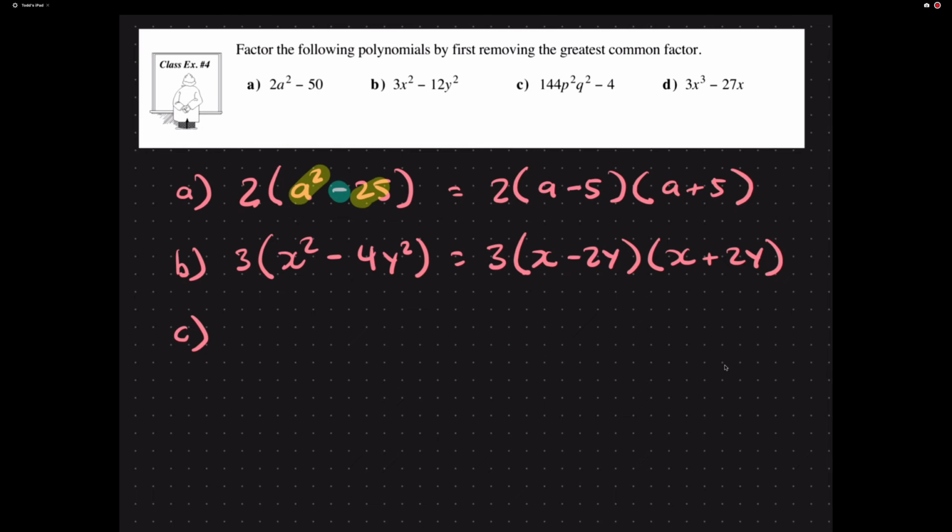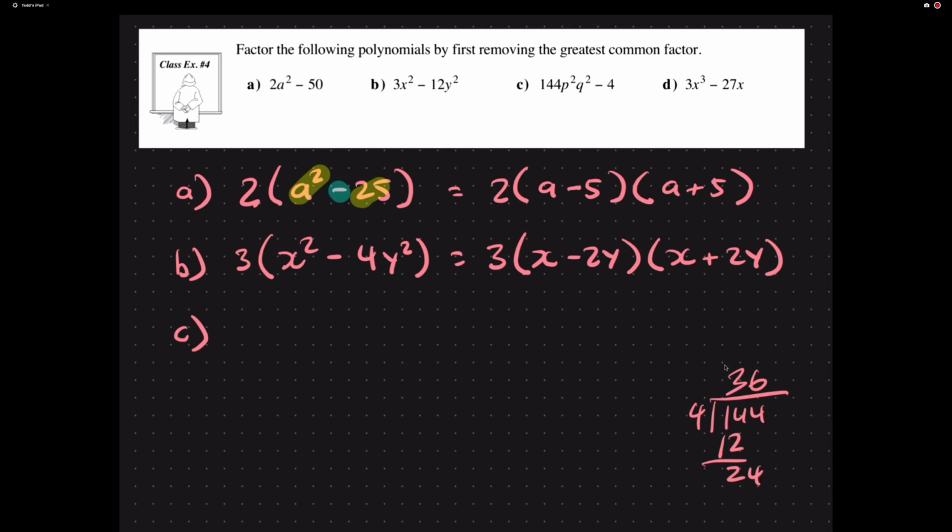Okay, let's move on to C right here. Now this one right here, you can notice that 144 is a perfect square. 12 times 12 is 144, and 4 is a perfect square, but both of them can also be divided by 2 as well. In fact, both of them could probably be divided by 4. So if we were to take 144 and divide it by 4, notice that 4 goes into 14 3 times, leaving us with 24 left over, so 36. So I can pull 4 out of both of those.